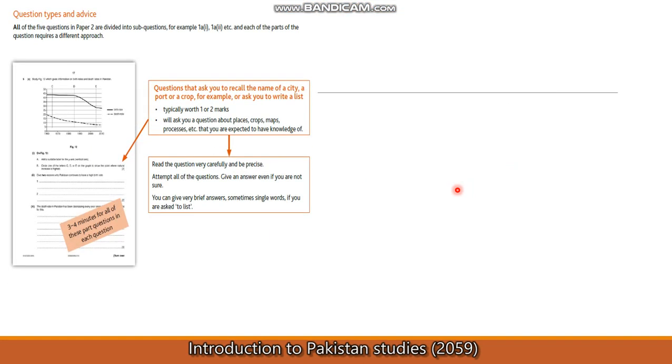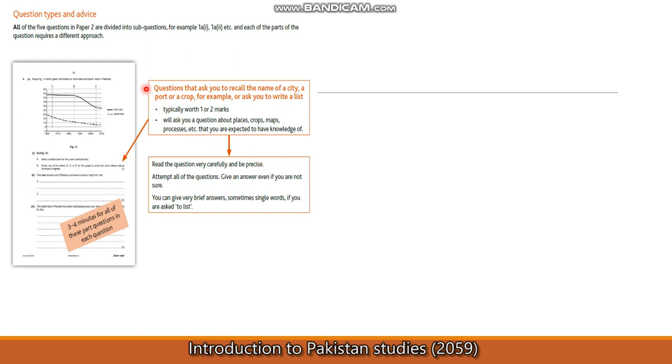So as we have discussed which type of questions come in Paper 1, History and Culture of Pakistan, here we will discuss some questions which come, their marks allocation, and the time which you have to give to them in the examination. All of the five questions in Paper 2 are divided into sub questions. For example, question 1A, then A is divided into 1, then A is divided into 2. For example, this is question number 5 of any past paper. This is part A, and this part A is divided into 1, 2 and 3 different sections.